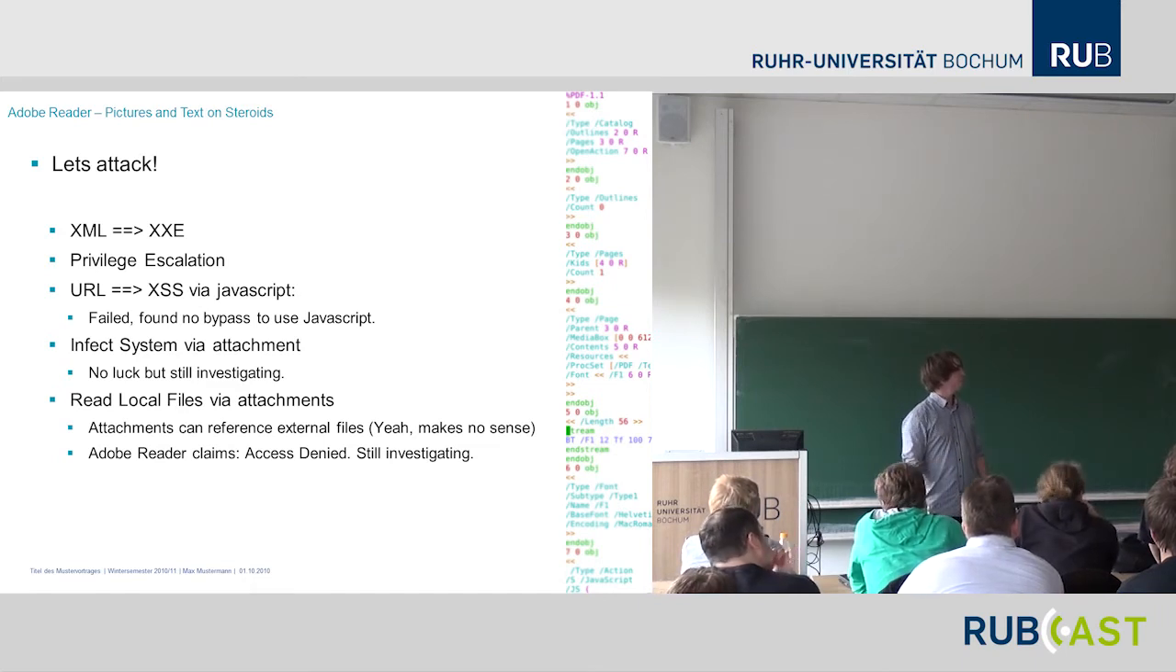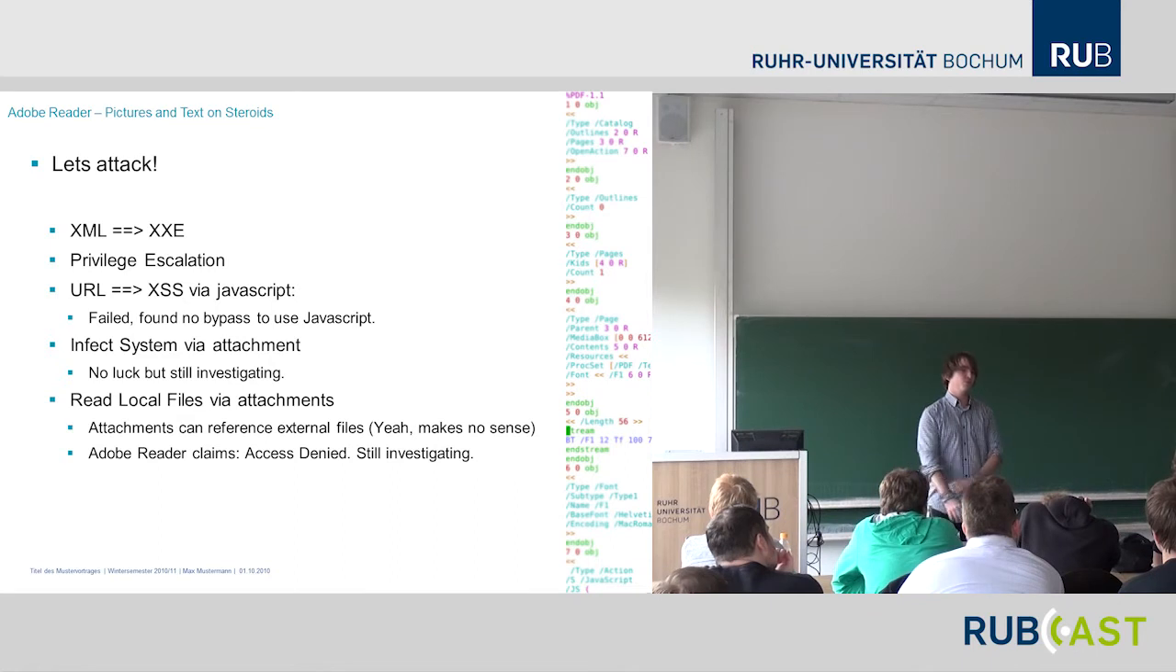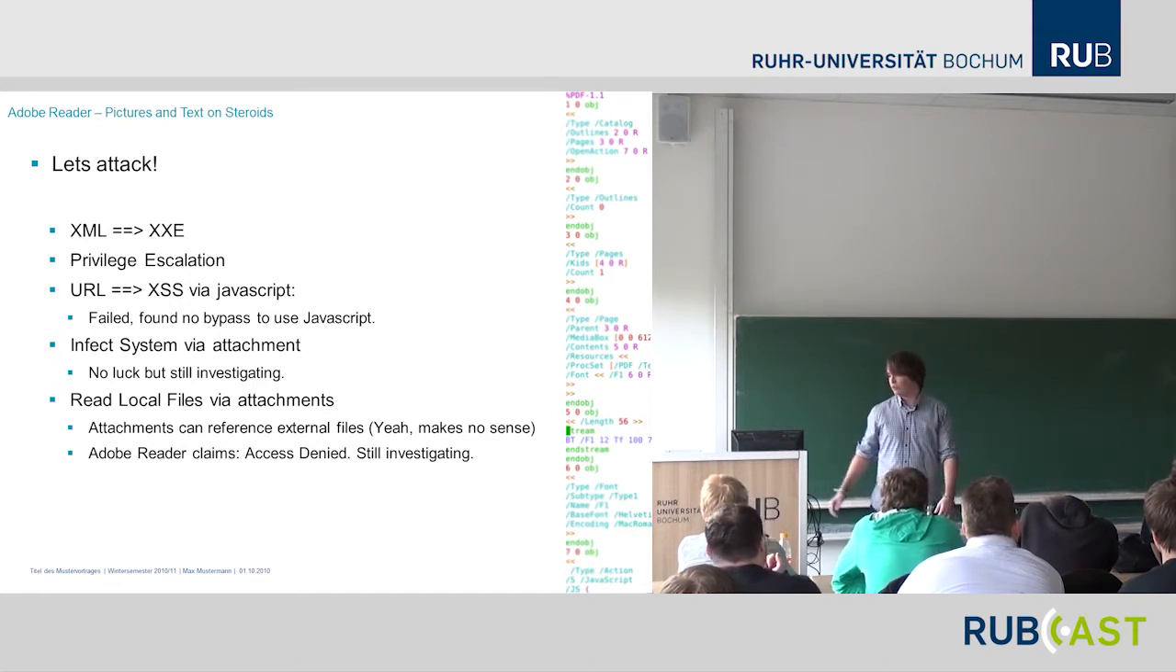And last but not least, there is a really weird behavior that it's possible for attachments to specify an external stream. So you basically say, hey, I have an attachment. Look at the local file system under C. And then the Adobe Reader, if you look in Process Monitor, it will read this file, but then it will report access denied. I don't know why, because the reading is a success, but then it will say fail. So I hope I can work around this problem.